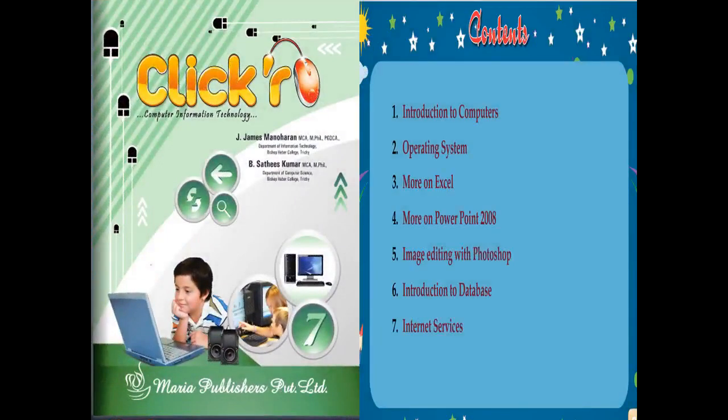This is your computer book front page, and inside that you have 7 units. The first unit is Introduction to Computers, the second is Operating System, the third is more on Excel, the fourth is more on PowerPoint 2008, the fifth is Image Editing with Photoshop, the sixth is Introduction to Database, and the last, the 7th unit, is Internet Services. Today we will discuss Introduction to Computers, Unit 1.